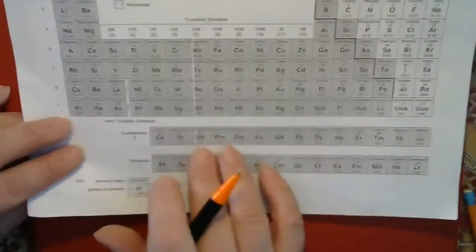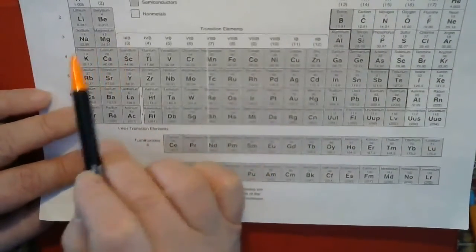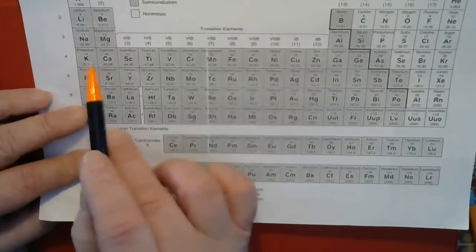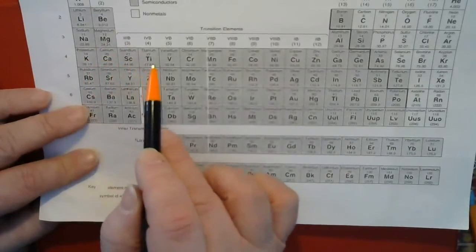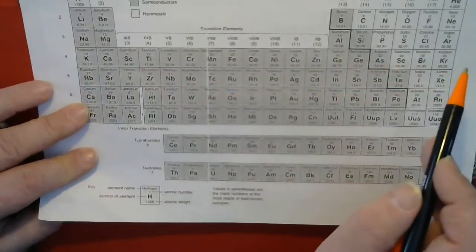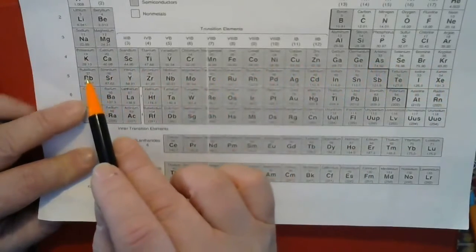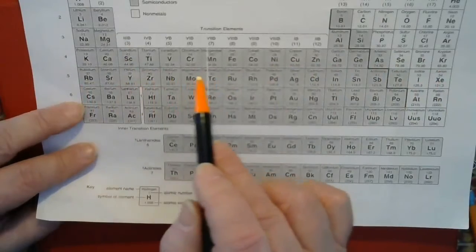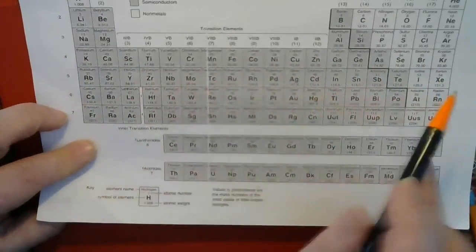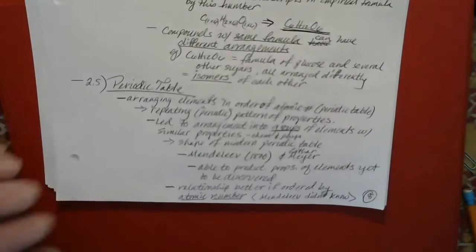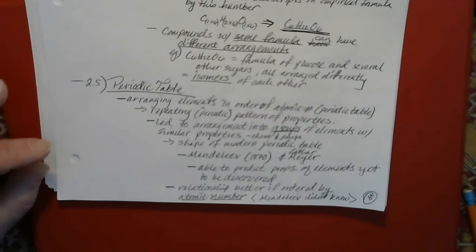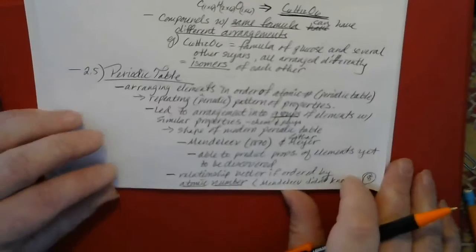Just as a quick example, over here on the left, you've got very, very reactive metals. So if you go from left to right, you've got very reactive metals, less reactive metals, and then nonmetals. And then you come back to this line, you've got very reactive metals, less reactive metals, nonmetals. And it goes like that over and over and over again throughout the periodic table. And Mendeleev and Meyer were the first ones who really noticed that and who did anything with it.